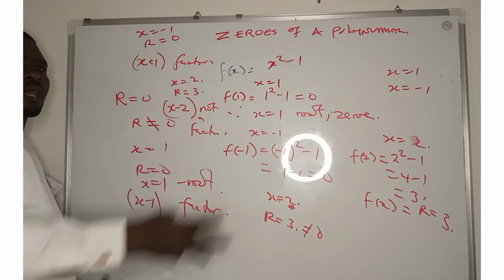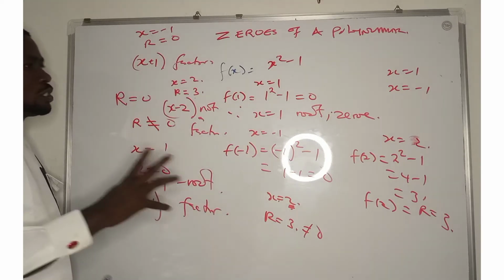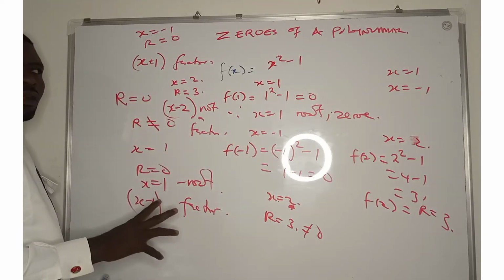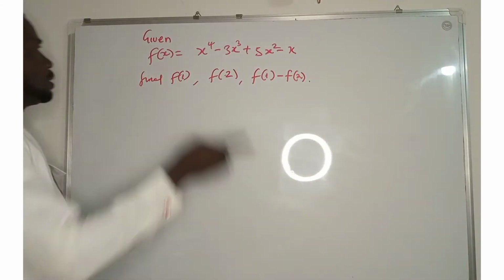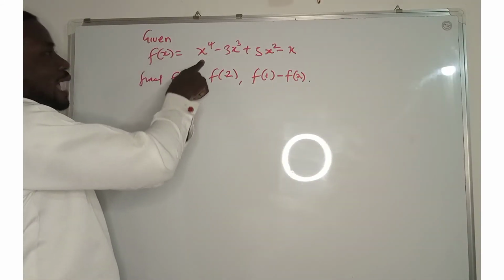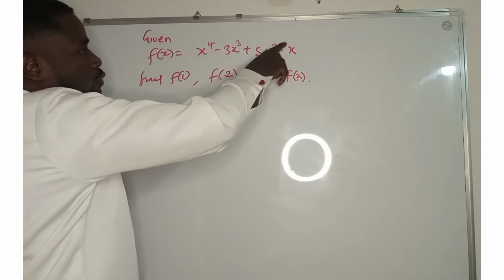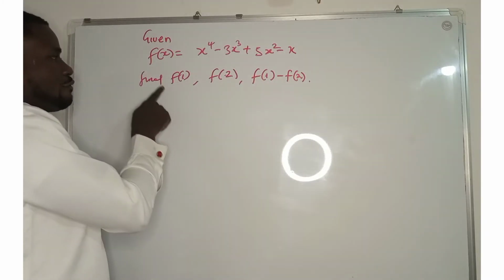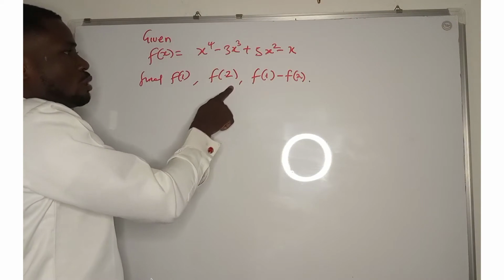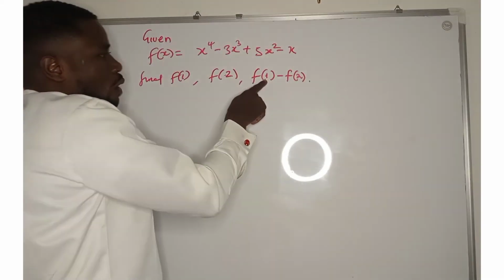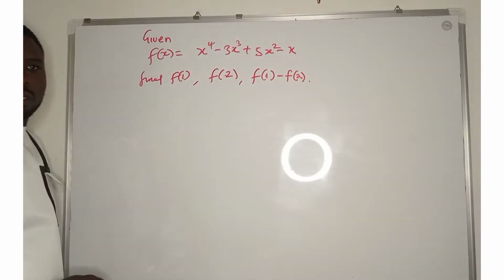Very important topic, because it's a central topic in that it can lead you to other simultaneous equations. Which is why I want you to have an understanding of this. Now, look at this question. They say given f of x equal to x raised to power 4 minus 3x raised to power 3 plus 5x raised to power 2 minus x. The question is find f of 1, f of 2, and f of 1 minus f of 2.